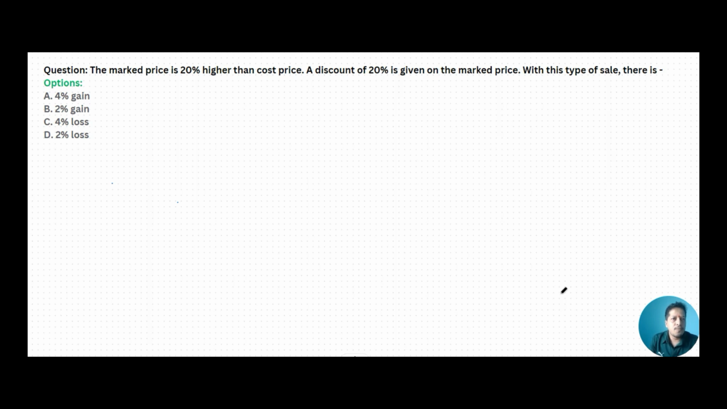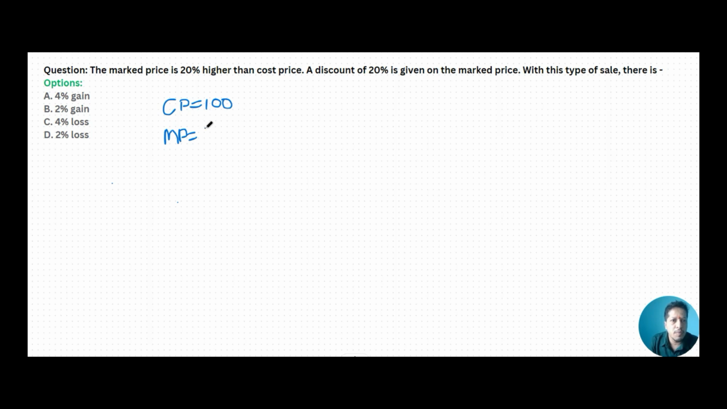So let us understand what is the mark price. Okay, let us assume the cost price is 100 to start with. If cost price is 100, then what is the mark price? Mark price is 20% profit or 20% higher than the cost price.